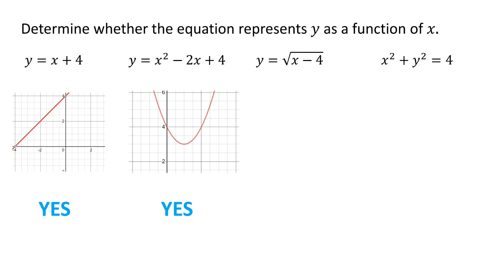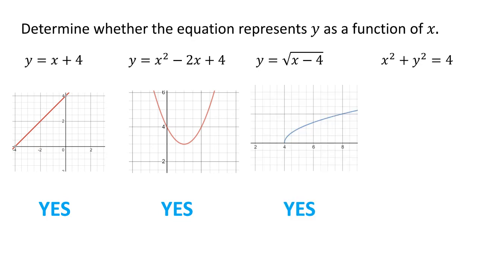Let's graph the third one, the square root of x minus 4. If I were to graph this, again, this graph from my parent function got shifted 4 units to the right, and it's just this curve. Again, if I were to perform my imaginary vertical line test, I would see that my imaginary vertical line will only cross my graph only once. So that means every x value corresponds to only one y value. So yes, this is a function.